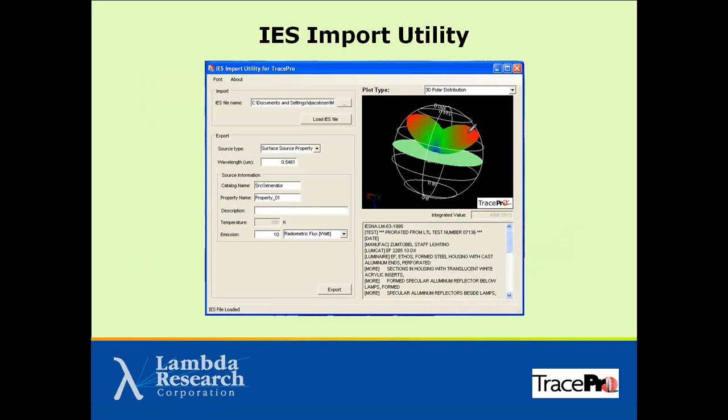Another utility here is the IES Import Utility. Those of you working in the lighting fields are probably used to working with IES files. TracePro gives you this utility to load those sources into TracePro itself. And all you do is you browse to your IES file and load it. And you can see here we have a three-dimensional representation of the IES file, or of the light from that source. And then it gives you the option of exporting either as a surface source property or a file source. You can save those and then go use those in TracePro.